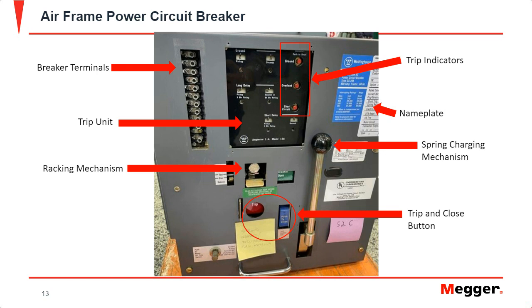Spring charging mechanism, for that we have the lever. We have a trip and a close button. Trip, again, is going to manually trip the breaker. Push to close is after you've charged the spring, you'll close the breaker. You have the racking mechanism, again, used to rack in, rack out the breaker in switchgear.